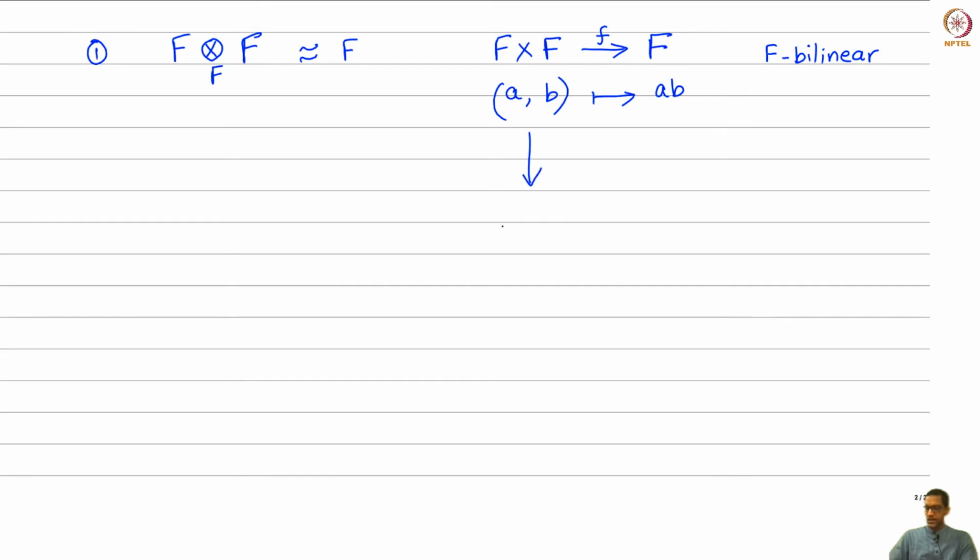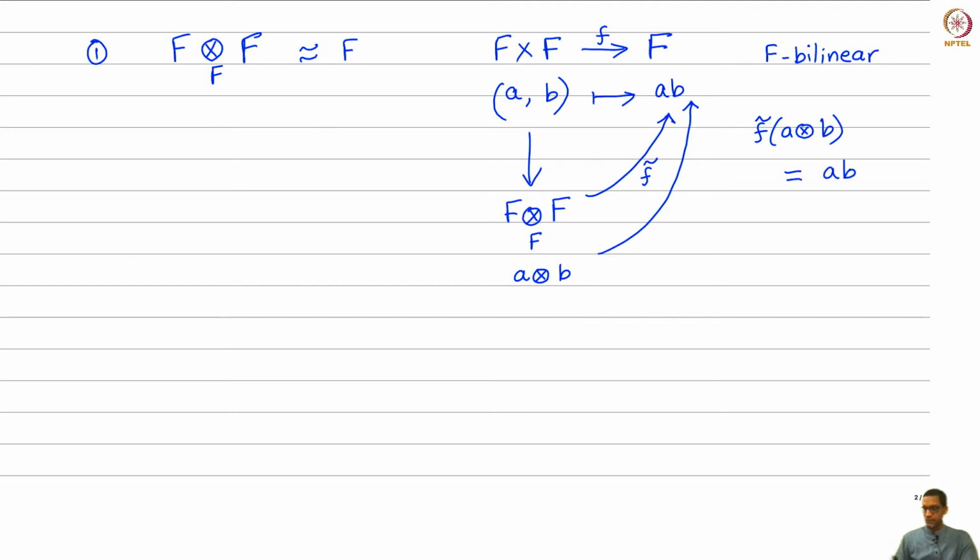Now what that means is that this gives rise to a unique map from F tensor F over F to F. So there is a unique map F tilde, and what does this map do? It takes the element a tensor b and gives you the element ab. This is because it makes this diagram commute. So on the generators, the elements a tensor b, this just gives you the product ab. Now the claim is that this map F tilde is actually an isomorphism of F vector spaces.